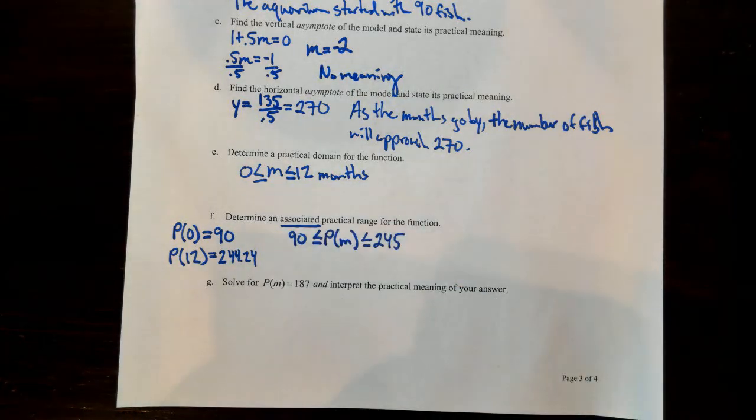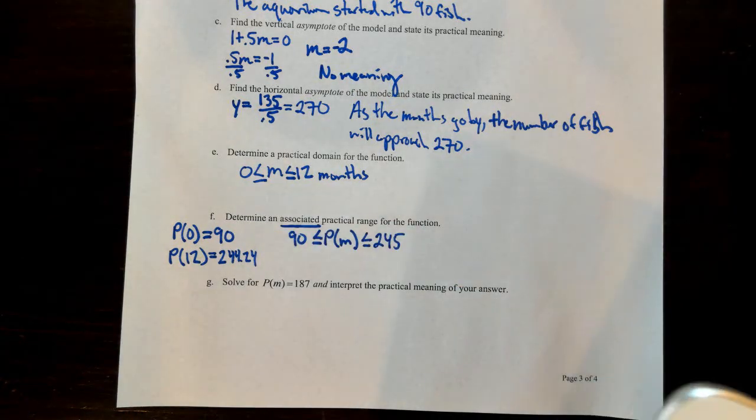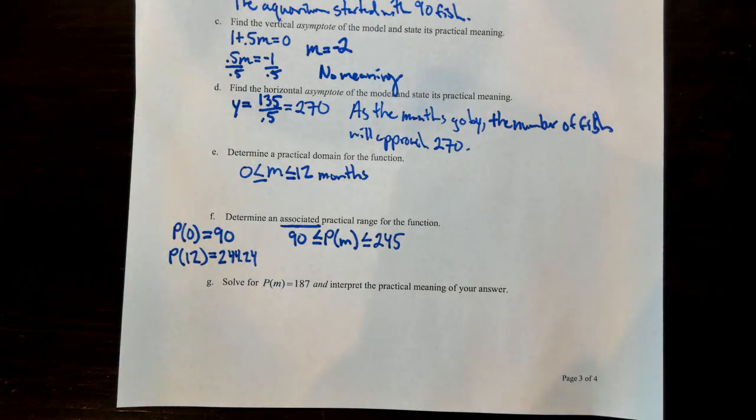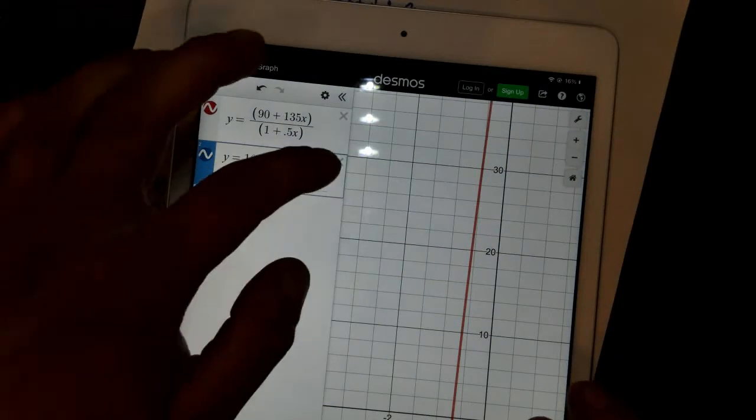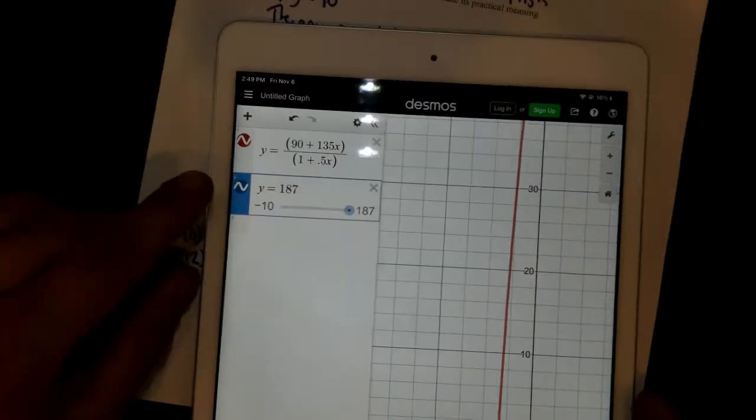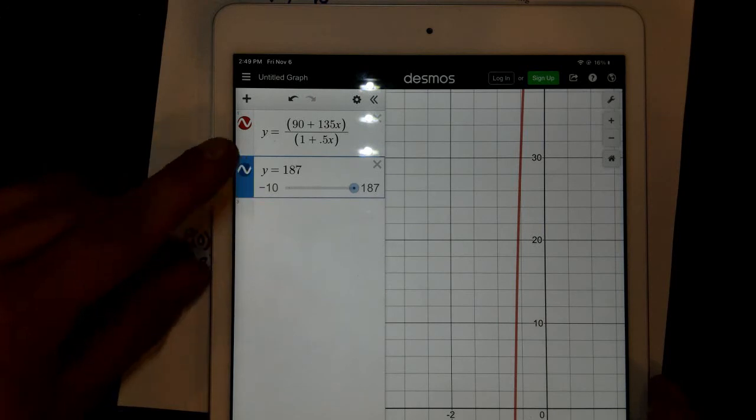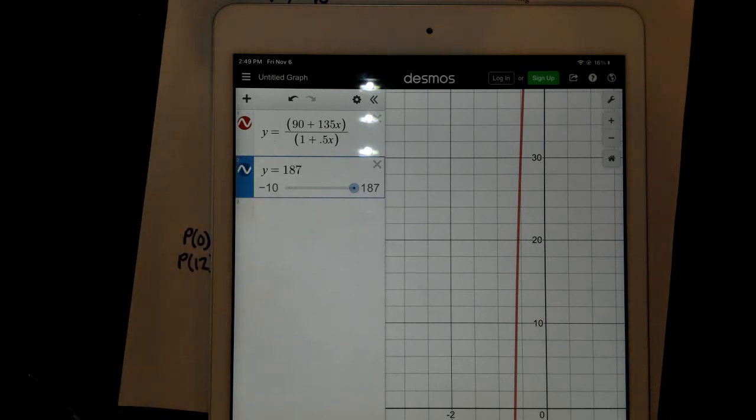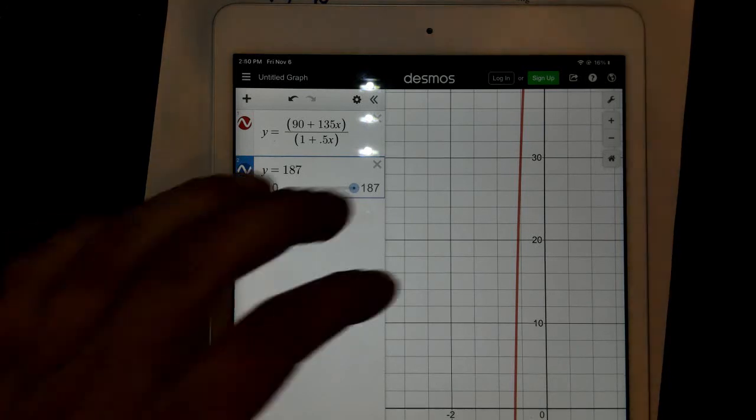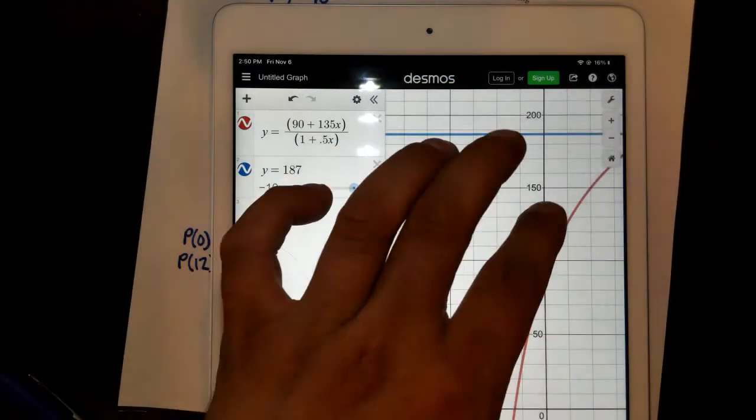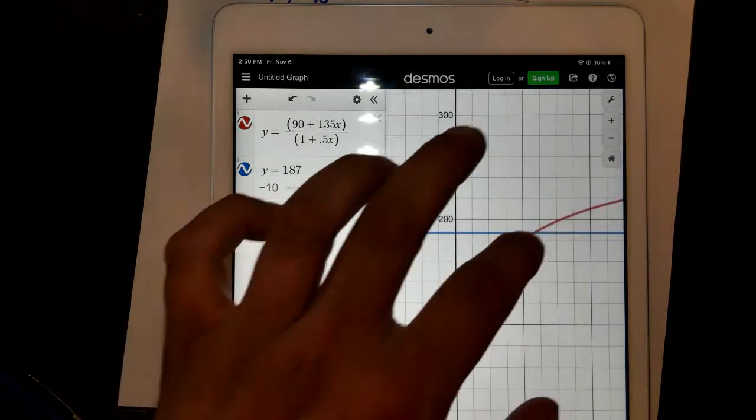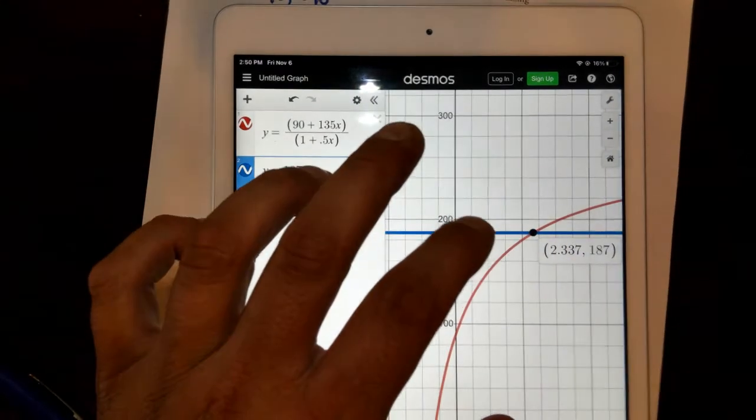Okay. And then let's see. All right. So I typed in our function, and then I typed in the line y equals 187. That's what it's asking for. It's asking to solve for P of m equals 187. So I graphed both of them, and we're going to look for the intersection point. And the intersection point is going to be our solution.